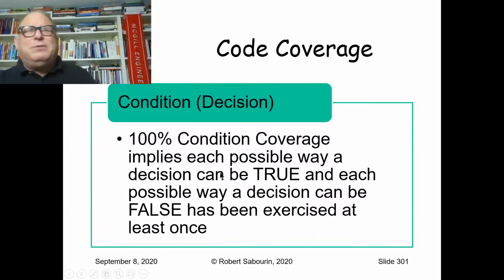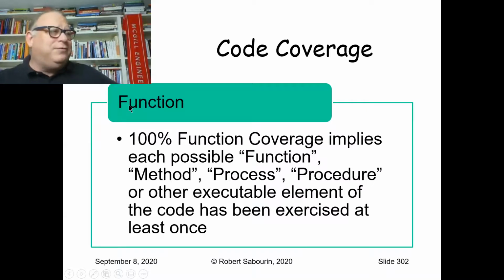Then we get to condition coverage, and full condition coverage, or 100% condition coverage, implies that each possible way a decision can be true and each possible way a decision can be false has been exercised at least once. So if there are multiple logical variables there, this might involve one heck of a lot of testing to make sure that each possible way the condition is true is tested and each possible way the condition is false is tested at least once. That's full condition. So this is pretty strong coverage. And if we've tested this, then we've also got full branch coverage and I think implied full statement coverage.